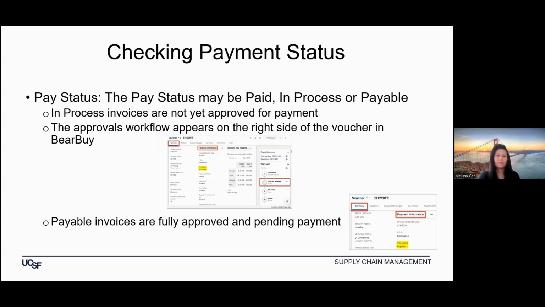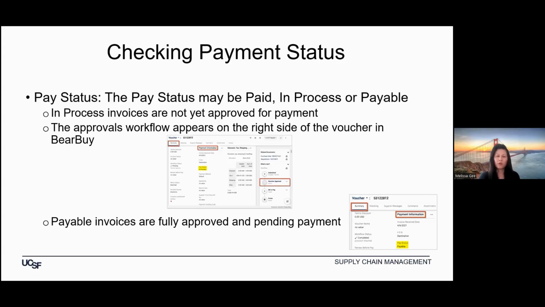When you're in the voucher, there's a lot of different things that you can take a look at to see where it is in status. Under the pay status, it may be paid, which means the payment has been issued; in process, which means it is pending review; or payable, which means it has been approved and it's just waiting for payment. Most community partners are individuals, and they get paid soon after we approve them. But some organizations do have net terms that are longer than a few days. It could be net 30, so it won't pay until it meets that net term after approval.